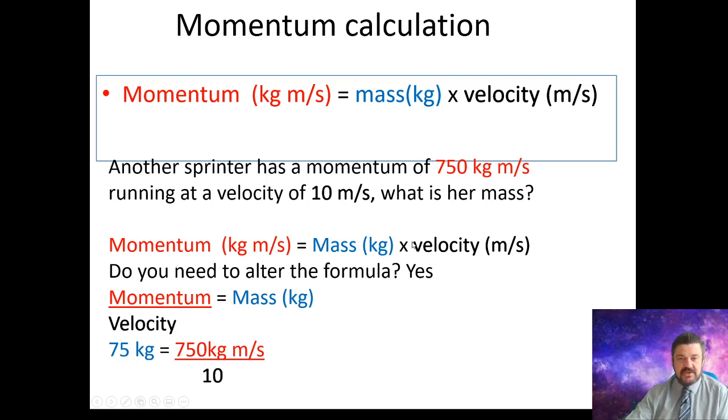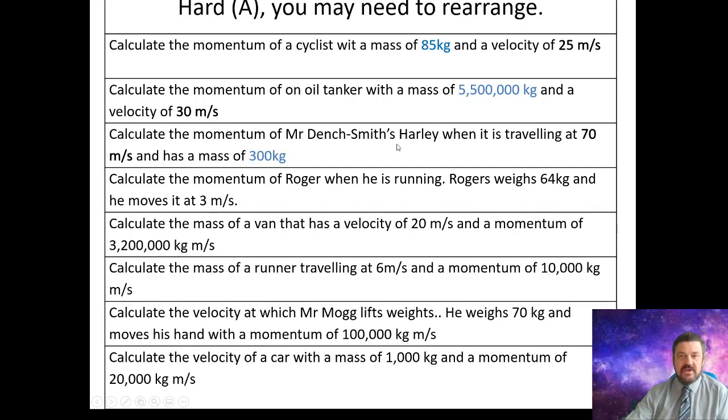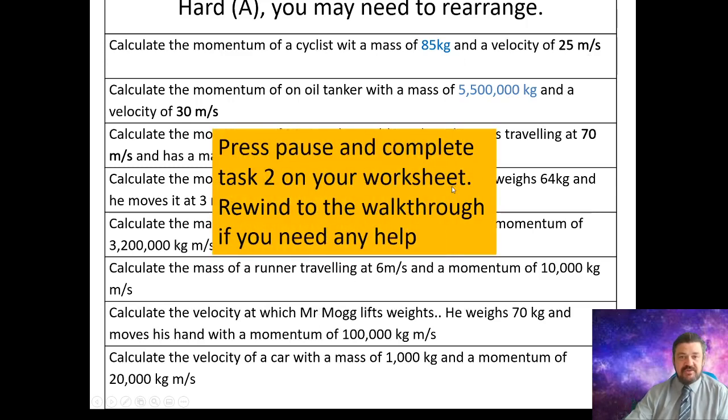Go through the same process every time. Write down the formula. Do you need to rearrange it? If so, rearrange it, and then plug your numbers in. It is nice and easy. So here's your first task. To start with, I've colour-coded everything, so blue for mass, green for velocity. Notice the units. This is how you find out which one you need. Okay, I'd like you to work through all of them that are on your worksheet. So what I'd like you to do is press pause and complete task 2 on your worksheet. Rewind to the 2 examples if you need any help. Press play when you're ready to go.